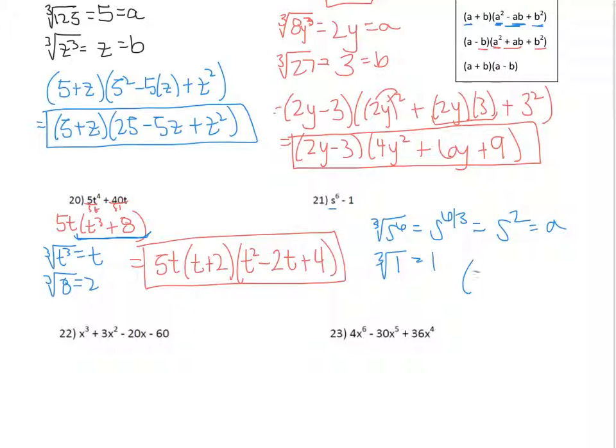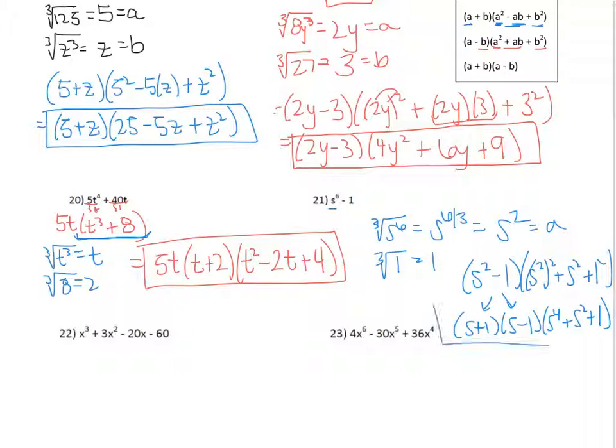Use difference of cubes. S squared minus 1, times s squared squared plus s squared plus 1 squared. We can actually simplify. One thing, we could factor that to be s plus 1, s minus 1, and then we get s to the 4th plus s squared plus 1. That was a tricky one. Okay.